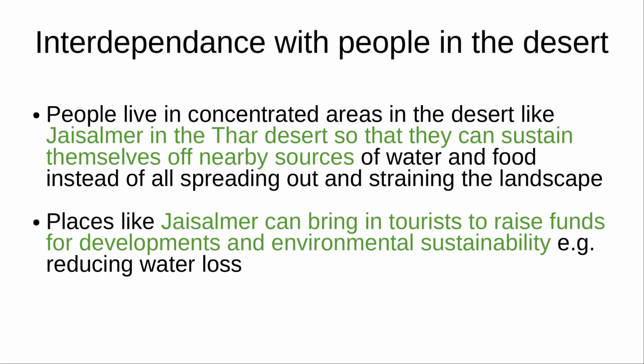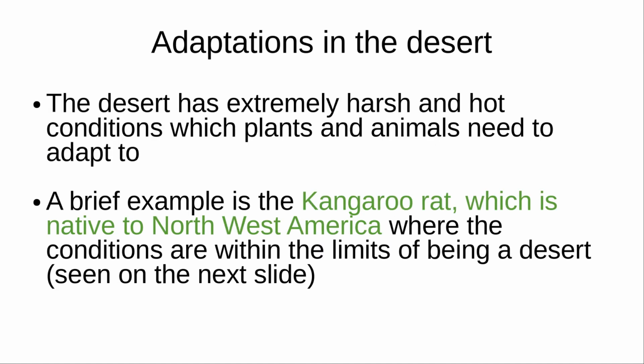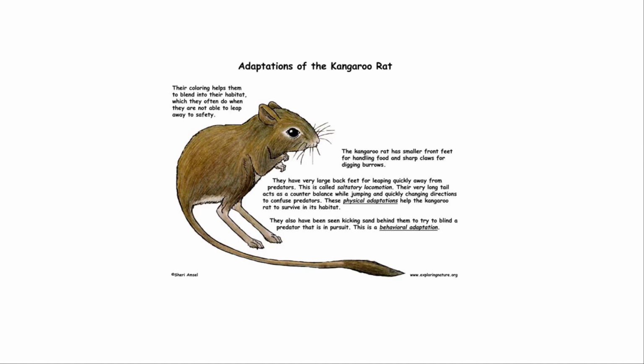Lastly, people are important, as people live in concentrated areas in the desert, like Jaisalmer in the Thar Desert, so that they can sustain themselves off nearby sources of water and food instead of all spreading out and straining the landscape. Places like Jaisalmer can bring in tourists to raise funds for development and environmental sustainability, for example, reducing water loss. The desert has extremely harsh, hot conditions and physically unstable conditions, and so plants and animals need to adapt.